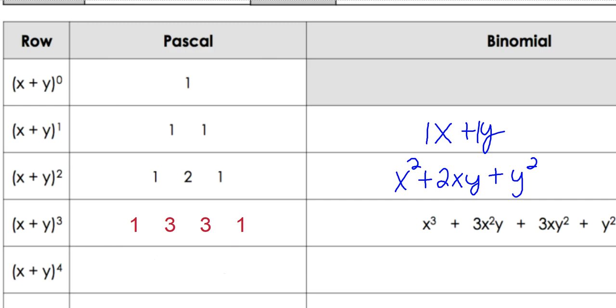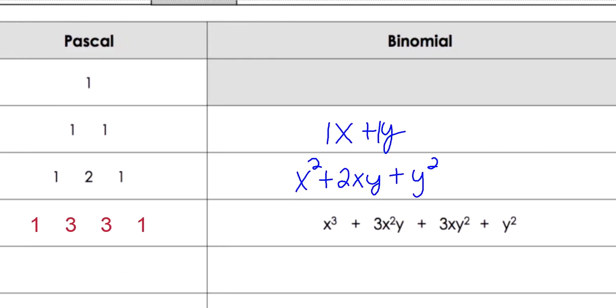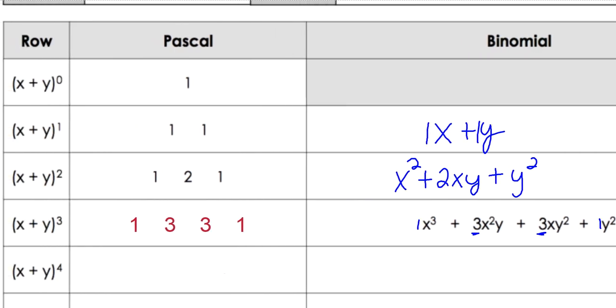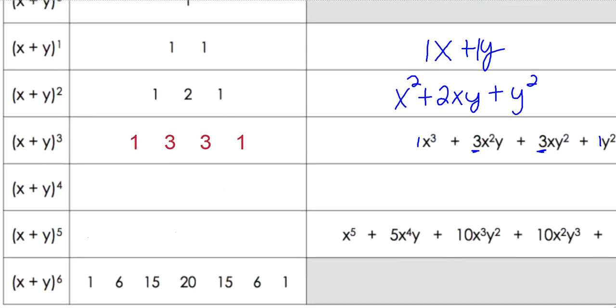So when we multiply x plus y by itself 3 times, the coefficients on our terms are 1x to the third, 3x squared y, then 3xy squared, and then 1y cubed. So this idea helps us formulate the coefficients without actually having to multiply it all the way out. All right, so let's look at the next one.